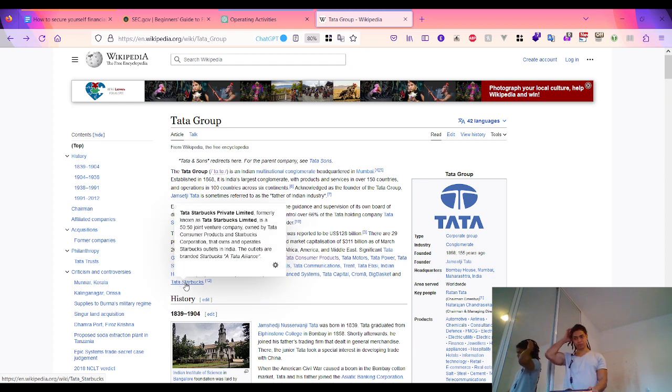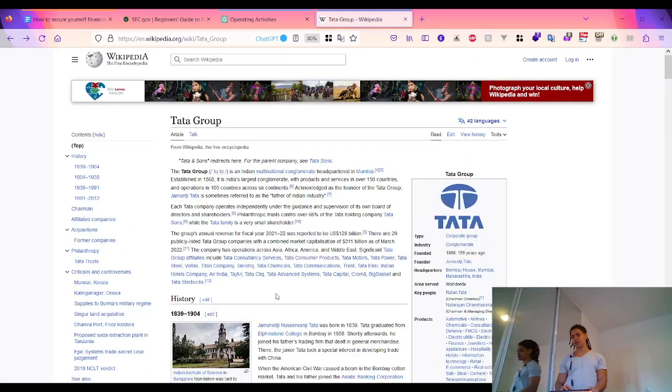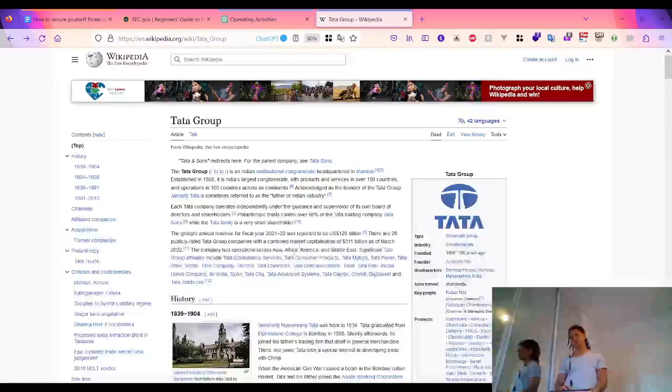Tata Starbucks Private Limited is a limited partnership. It is the intent of Starbucks to get into the Indian market. So Starbucks and Tata Global Beverages. Tata Global is a multinational conglomerate. The company has operations across Asia, Africa, America, and Middle East.